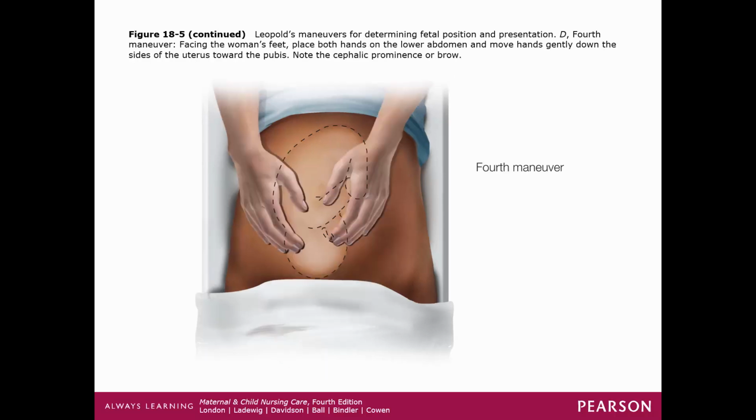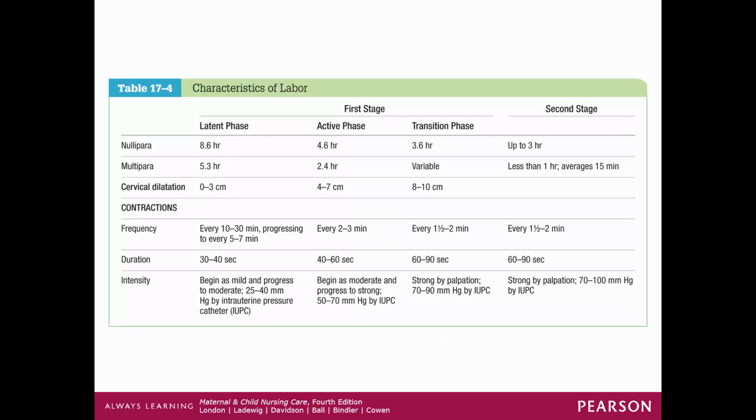With the fourth maneuver, I'm actually turning so that my back is to her face, and I'm taking my fingers and feeling her lower abdomen. I'm trying to feel for that head again. So here are 4 ways that we're feeling her belly to try to determine what position this baby is in. This check will also almost tell me if my baby is facing back or facing front. All right, so that's determining fetal position.